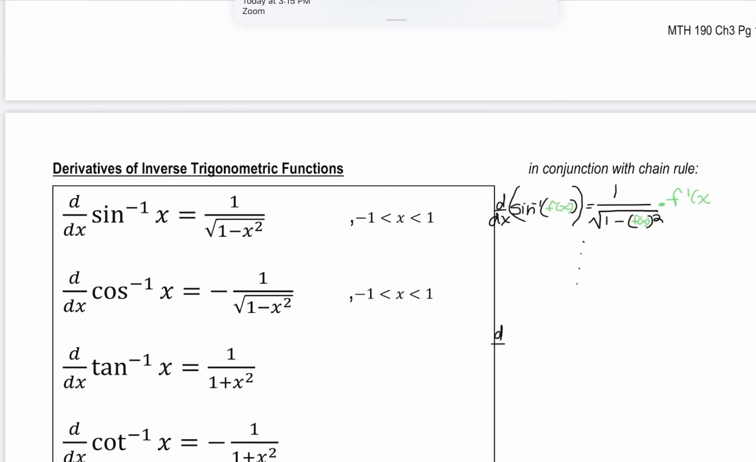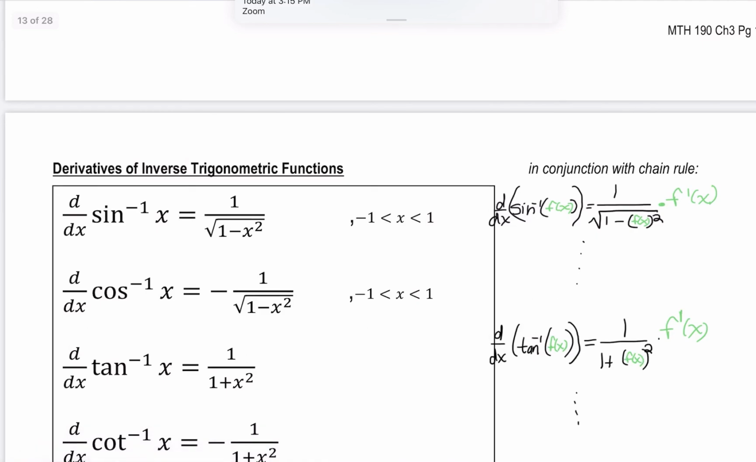Let's say I looked at the derivative with respect to x of tan inverse of, again, suppose that my inside was an f of x function, so more than just a plain old x, then that derivative is 1 over 1 plus the f of x, the inside function left alone, so that's the derivative of the outside with the inside left alone, so that's squared, and then times the derivative of the inside, so times the f prime of x.